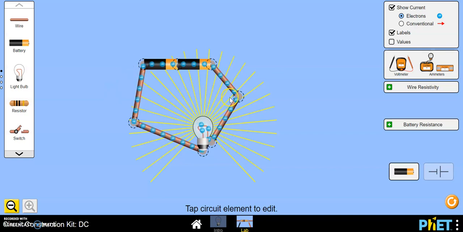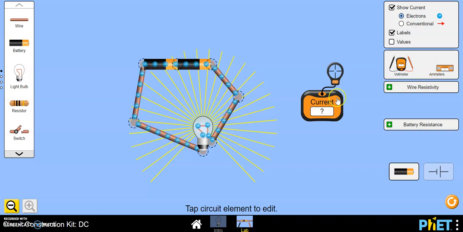Since it's really just going to be an indicator of the direction of flow, we're going to be using an ammeter. So we're just going to pull out the non-contact ammeter.